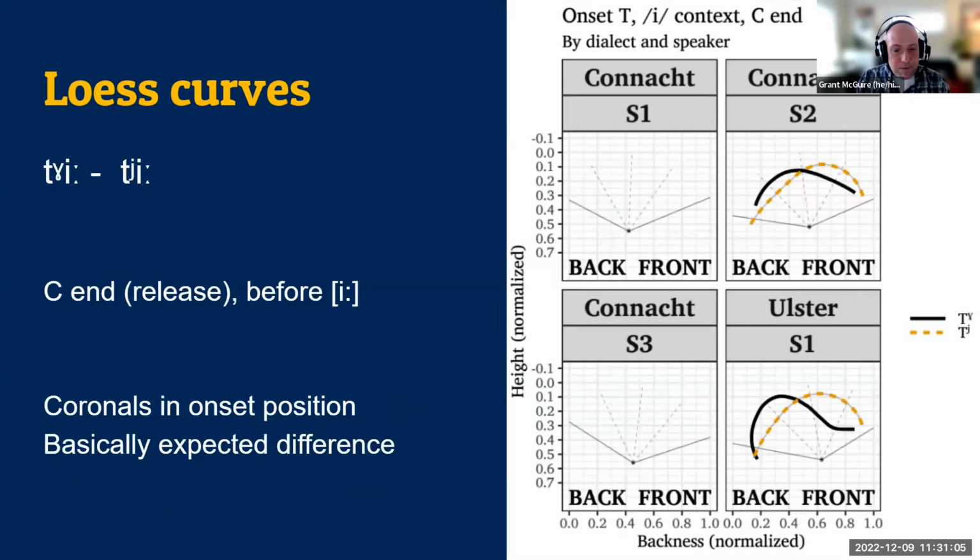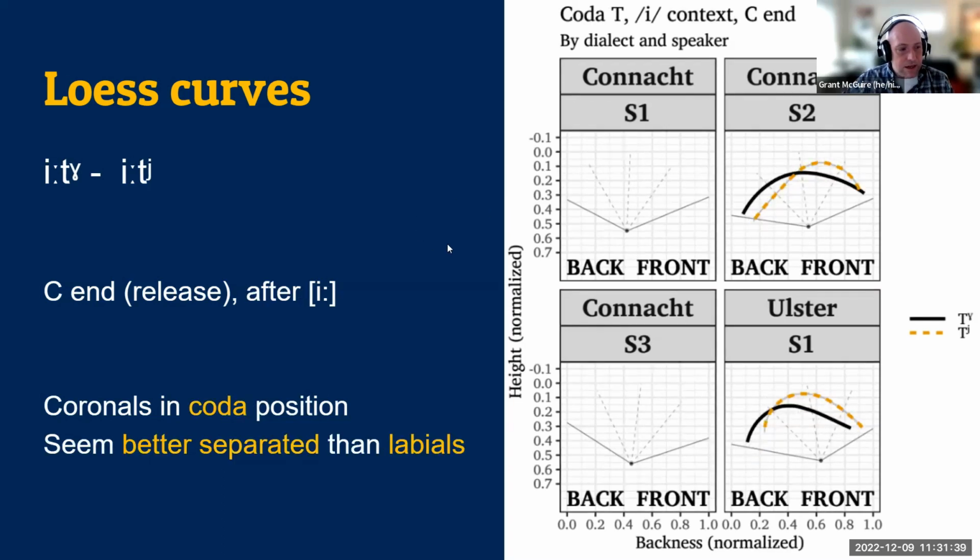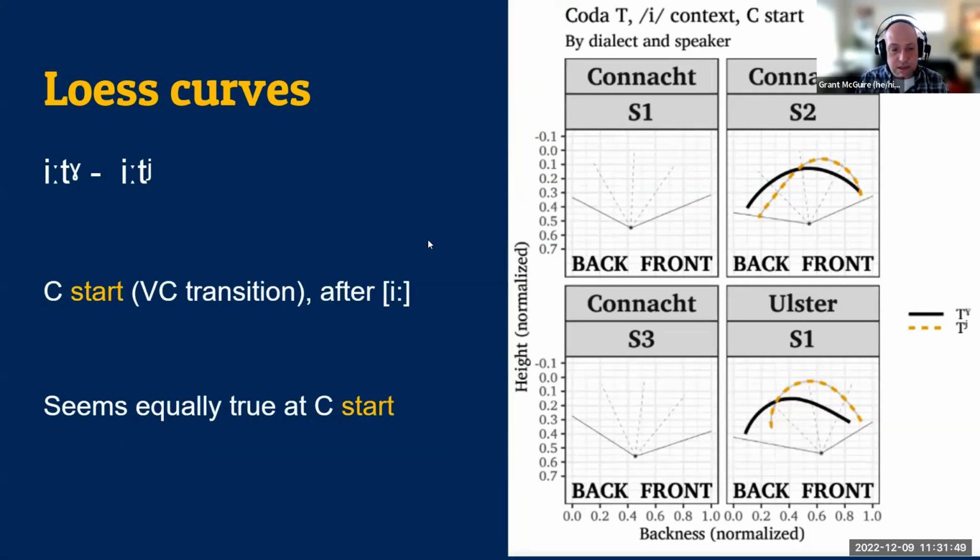Okay, so apologies for losing a couple of participants here. Data is being annoying. But what we can see here for the alveolars is that for the onset alveolars, both of our participants here are showing the contrast in the expected direction, where the velarized and palatalized are neatly separated in terms of tongue contour. If we look at the coda version of this at the release, we see that they're still maintaining it. So this looks much like the onset ones. And then if we look at the VC transition, so the start of the coda consonant, we see essentially the same thing. So it's continuing.